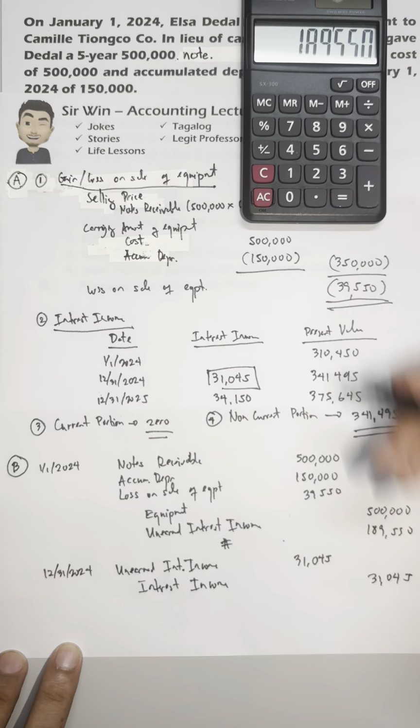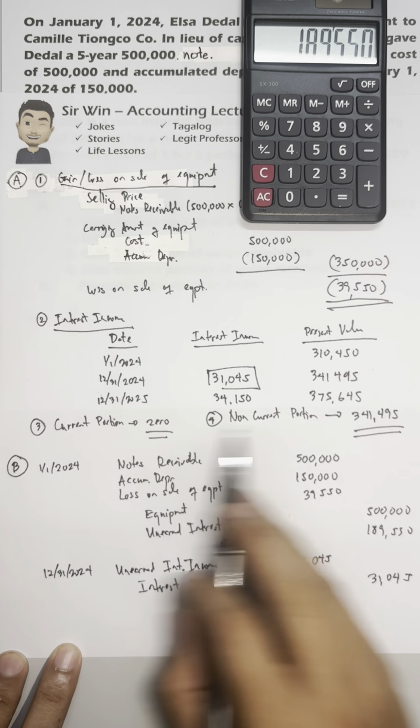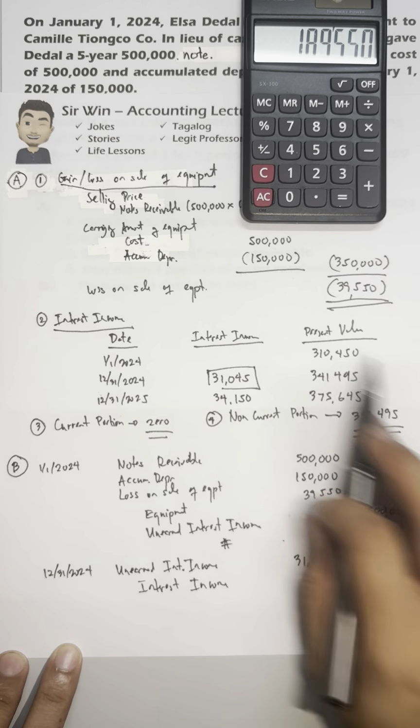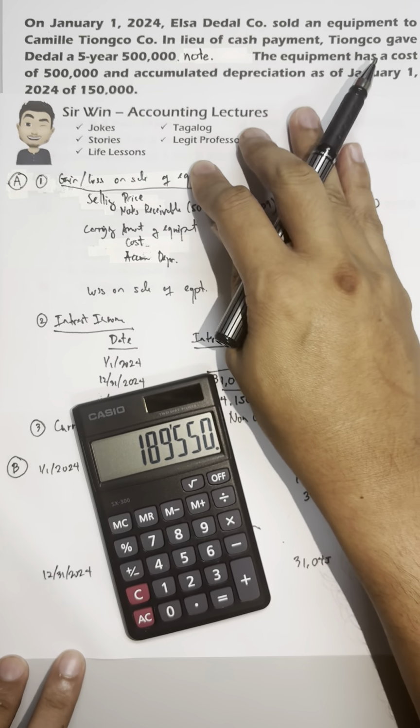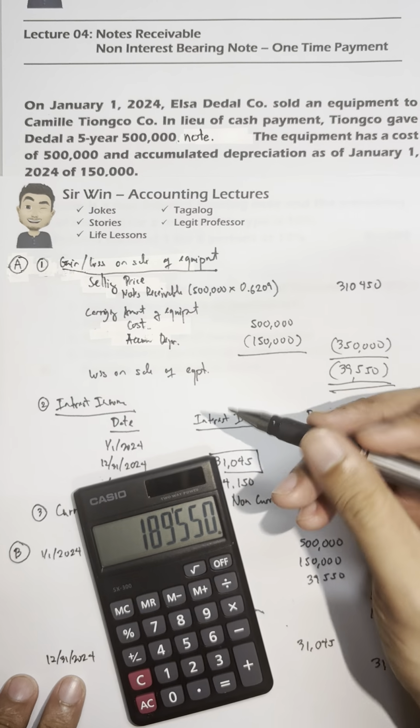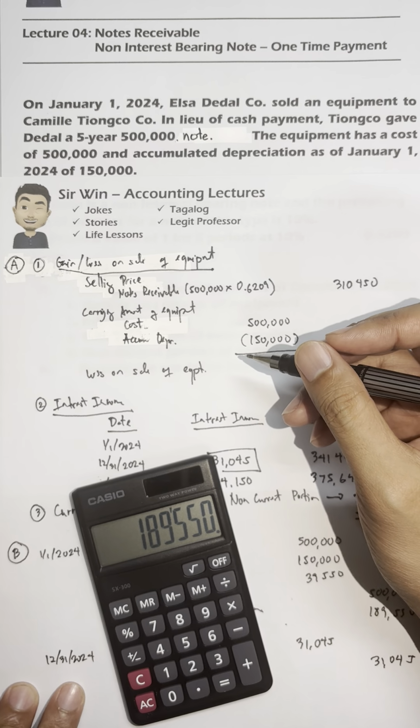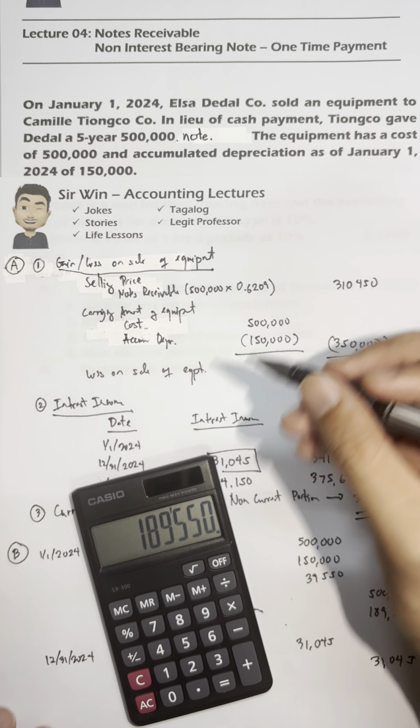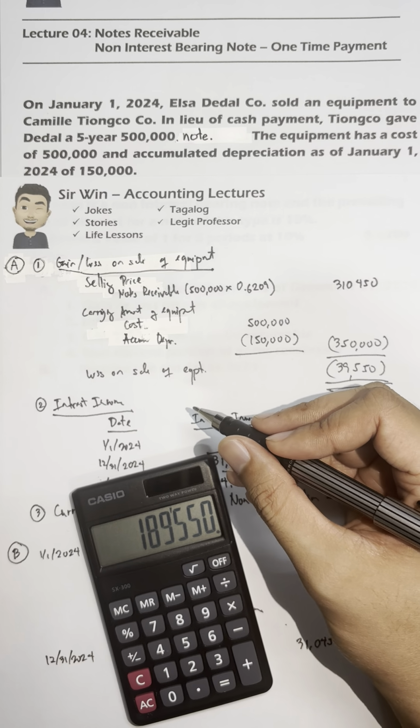I believe, tapos na po yung problem na sagutan na. Pinapakita lang natin yung iba't ibang itsura rin ng amortization table. Lalo na kung sakaling non-interest bearing. Later on, sa susunod nating problem, may sasagot naman tayo ng non-interest bearing na hindi naman siya one-time payment. Okay? So yun lamang at maraming salamat.